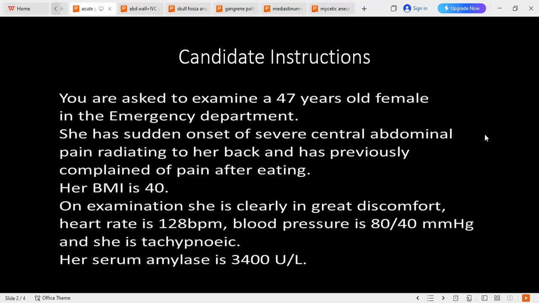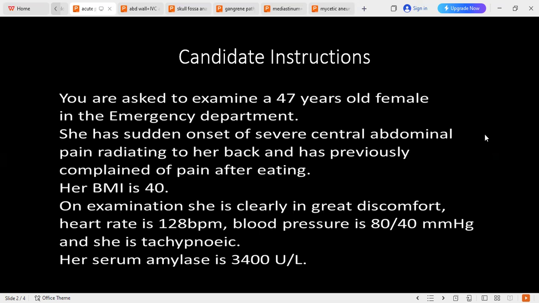My top differential diagnosis is acute pancreatitis. Very good. What other differential diagnoses will you consider? It could be acute cholecystitis, gastroenteritis, pyelonephritis, ectopic pregnancy, a perforated viscus or perforated peptic ulcer, and even ascending cholangitis.